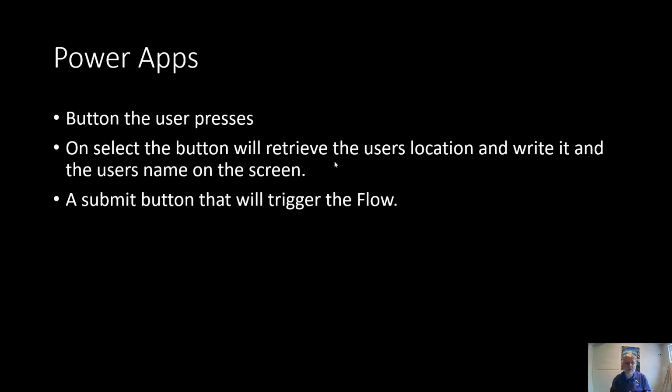So in Power Apps, we want to have the button there where the user presses, so that will fetch the location. We want to write that location also on the screen, because now we are doing a demo, so of course we want to see what is going on. But we also want to put that into that Excel file and into Power BI. So we're going to have another button in our Power Apps, which will trigger our flow in Power Automate and write it over.